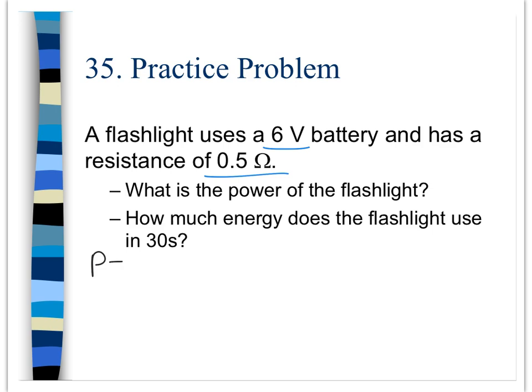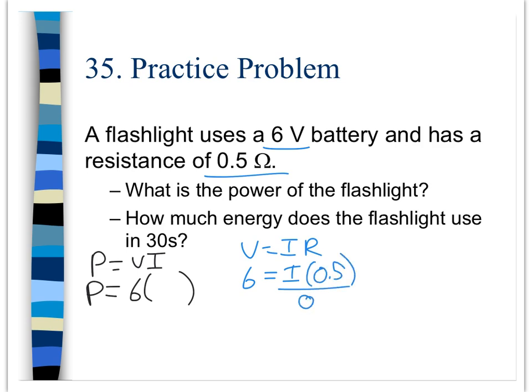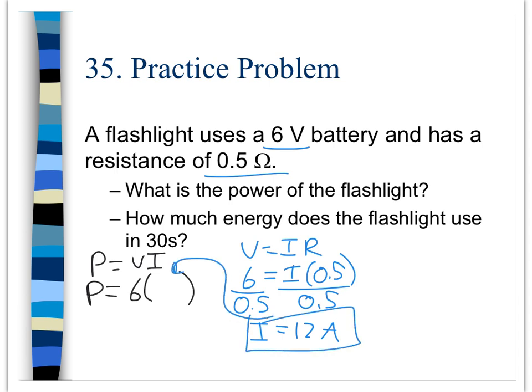Well, we know in order to find power, we need to do P equals VI. So we know our voltage, however, we don't yet know our current, which is why we're also going to have to do Ohm's law here. So V equals IR. Our voltage here is 6 volts. That's going to be equal to our current times our resistance of 0.5. We divide by 0.5, and we find that the current would be 12 amps. So we can sub that in here, and so power is voltage 6 times our current of 12, which means we have a power here of 72 watts for this particular flashlight.